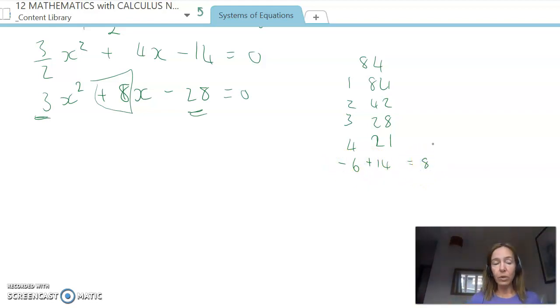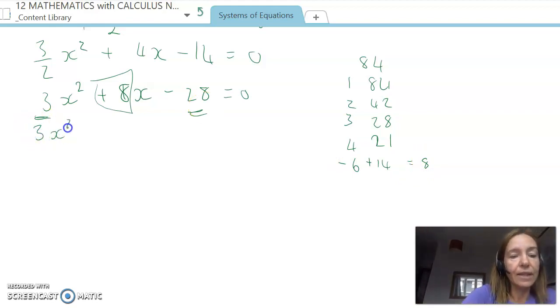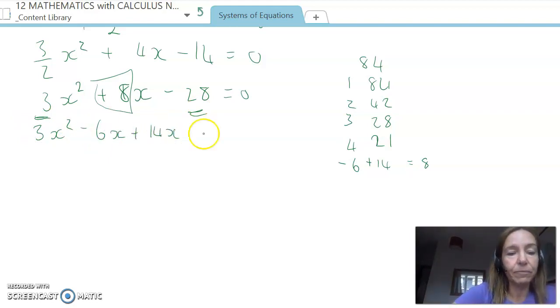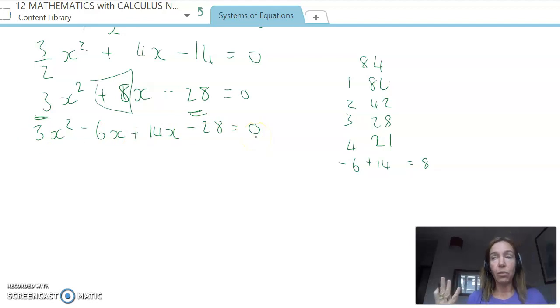So what I'm going to do is just rewrite this as 3x squared minus 6x plus 14x minus 28 equals 0. So this is what I would have got if I expanded out the two brackets before I added my like terms.